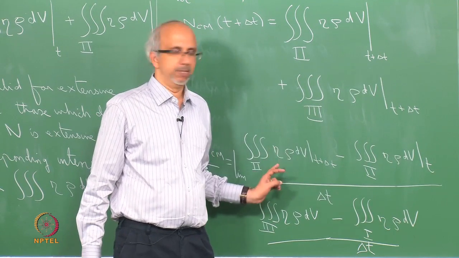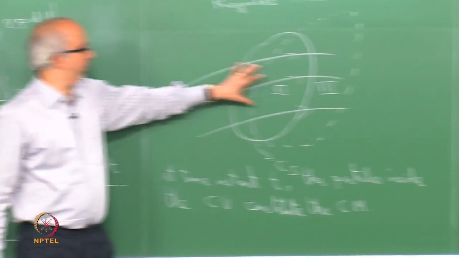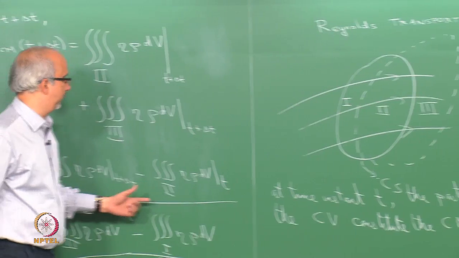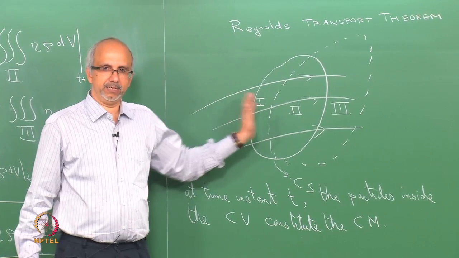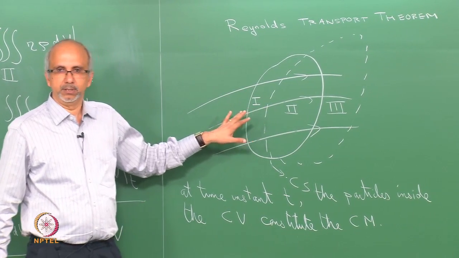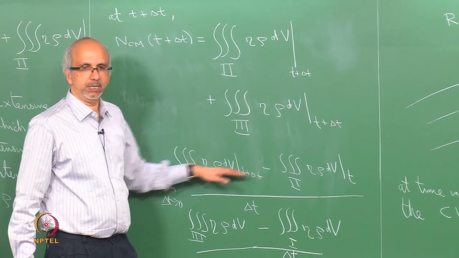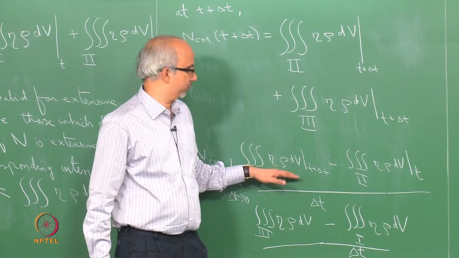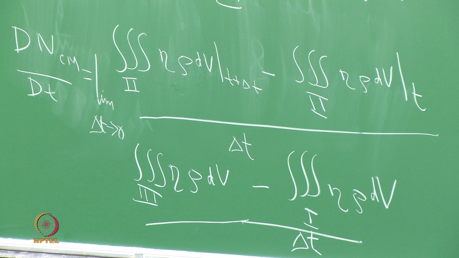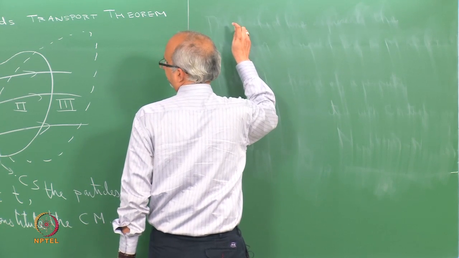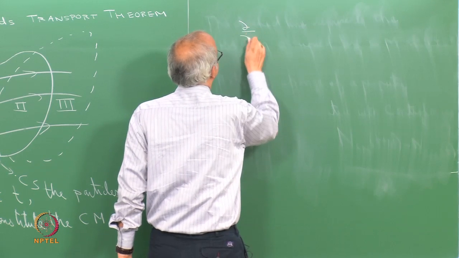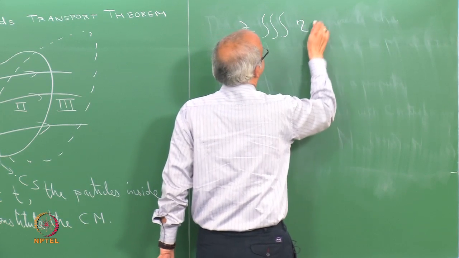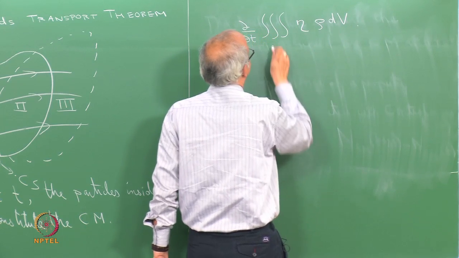What is going to happen is, region 2 is going to coincide with my control volume, because at time t and time t plus delta t, when delta t changes infinitesimally, region 2 is going to coincide with the control volume, okay. So these first two terms basically represent the change in the property in my control volume, and I am going to write these two terms as the partial derivative with respect to time of the integral of eta rho dv over the control volume.